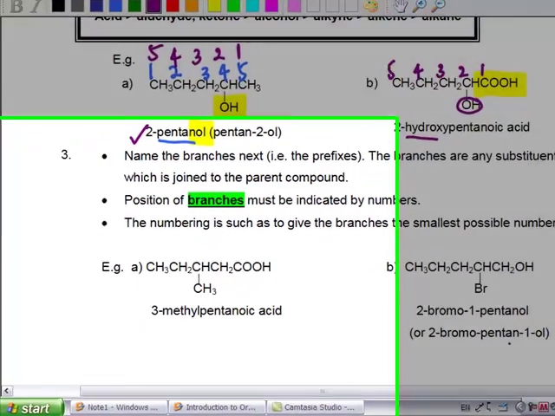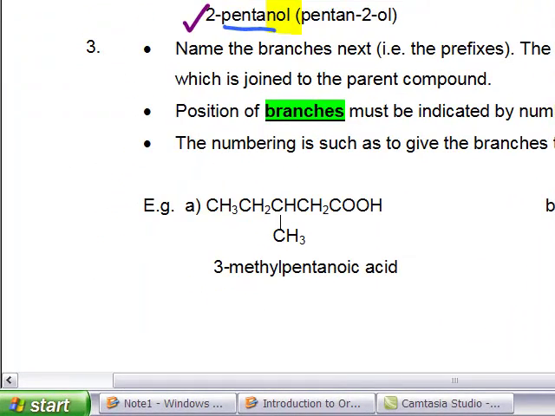The third step, name the branches. The prefixes, the branches, are any substituents which are joined to the parent compound. The positions of branches must be indicated by numbers. The numbering is such as to give the branches the smallest numbers possible. Let us look at the example. For example, we have 3-methylpentanoic acid.